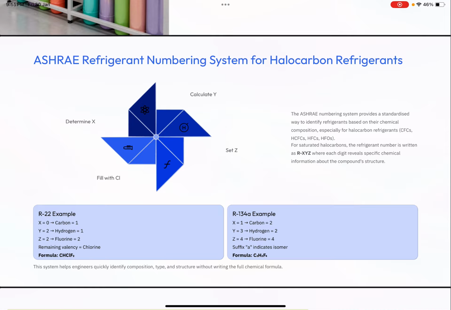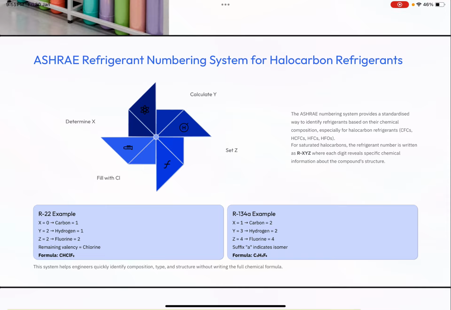If the name of the refrigerant is RXYZ, then X has to do with the carbon atoms, Y has to do with the hydrogen atoms, and Z has to do with the fluorine atoms, and the remaining valence is that of chlorine. However, we need to do some addition and subtraction in order to obtain the carbon and hydrogen atoms.